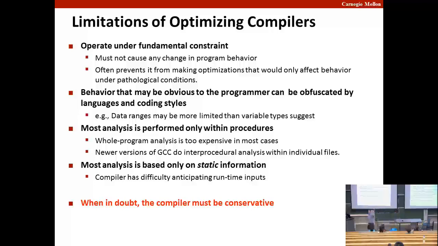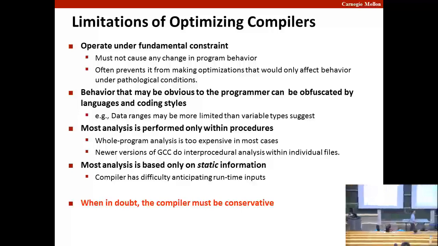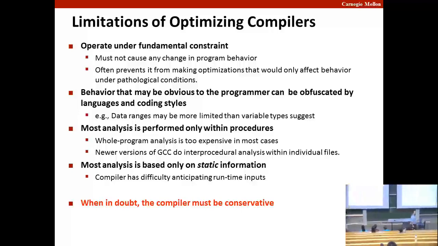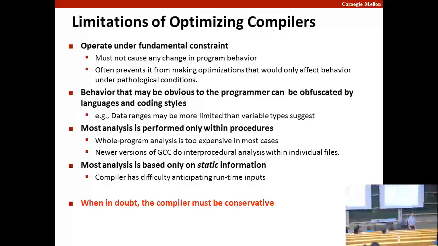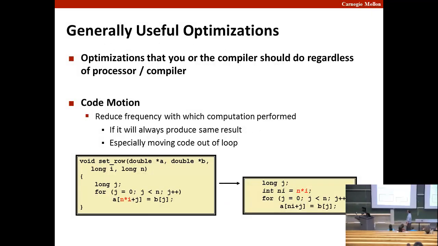Most analysis is done within a basic block, within a procedure, something like that. Not across the entire program. A compiler is rarely going to remove a function call, right? It's not the type of thing it does. Most analysis is based on static information. Okay? It has no idea what inputs are going to show up. It has no idea what's going to happen more or less often. All code is equal to the compiler. The upshot of all of this is that when in doubt, the compiler must be conservative. Okay? It can't break correctness.